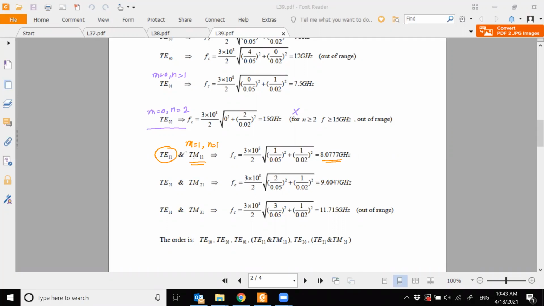Because the formula for the cutoff frequency for TE1,1 and TM1,1 will be same. It is fc is u' over 2 root of (m over a) square plus (n over b) square, and this is same for both TE modes as well as TM modes. Therefore, the cutoff frequency of this and this will be the same, which is 8.07 gigahertz. Then I'm making m as 2 and n as 1, 2,1. Then again, I'm getting this. Then I'm making m as 3 and n as 1, but this is out of range.